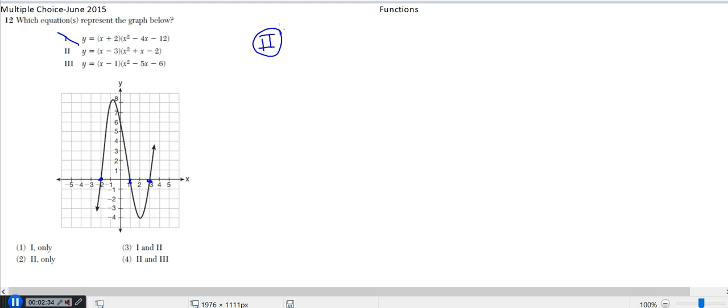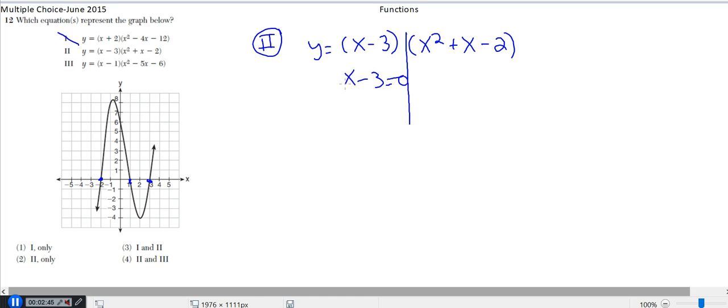Choice 2, y is equal to x minus 3 times x squared plus x minus 2. We're going to set each of the factors equal to 0. So x minus 3 is equal to 0, plus 3 and plus 3. X is equal to 3. So one of the roots is 3, so far it matches. Let's set the other factor equal to 0. X squared plus x minus 2 is equal to 0.